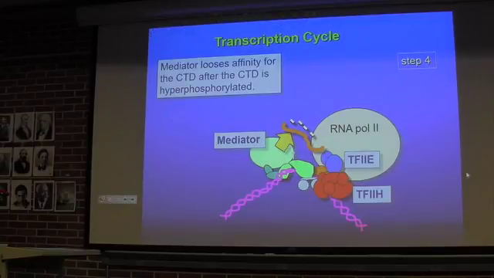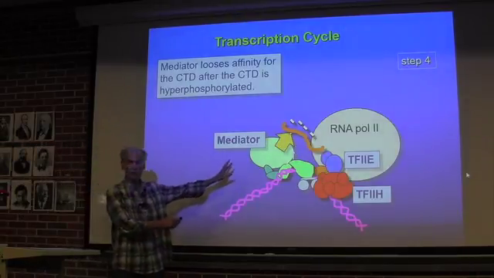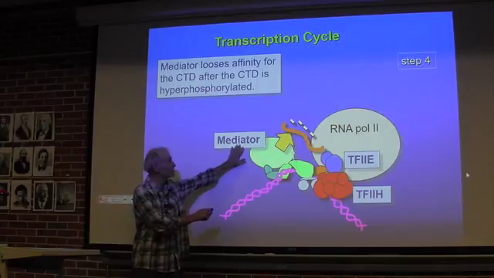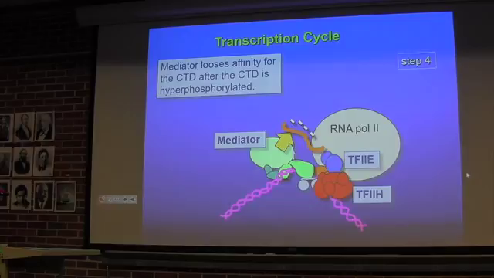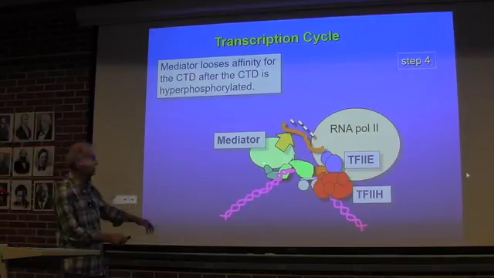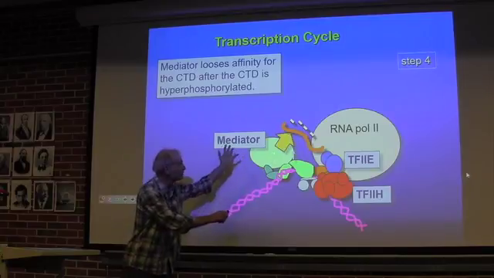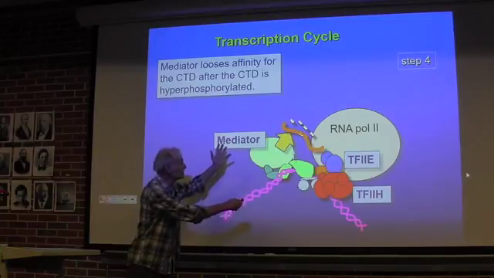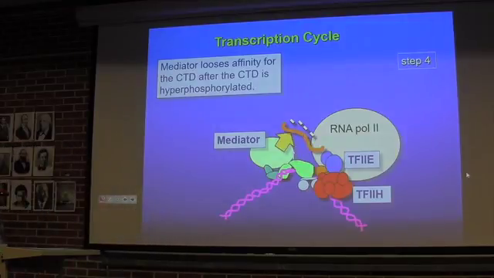Now we're beginning to talk about mediator a little more. I've drawn it in now as a big pale green blob. We'll learn much more about its structure in a minute. But the mediator itself has affinity for the hypophosphorylated state, and it loses affinity. The tail, the CTD, comes off of mediator and TBP. It loses affinity. This is showing this tail, the CTD, coming off of mediator as it's being phosphorylated.